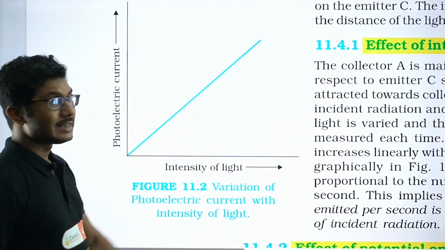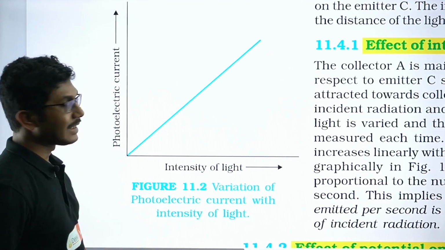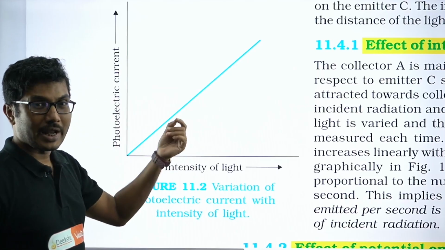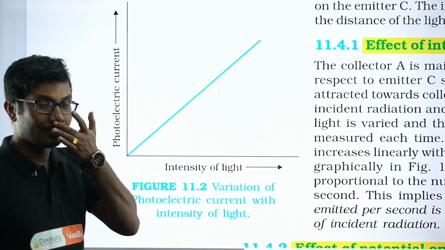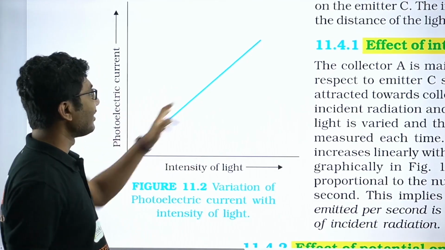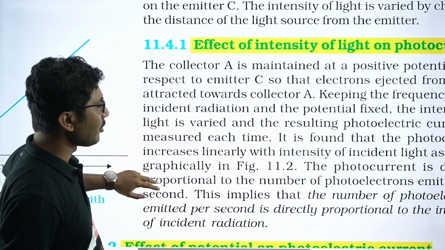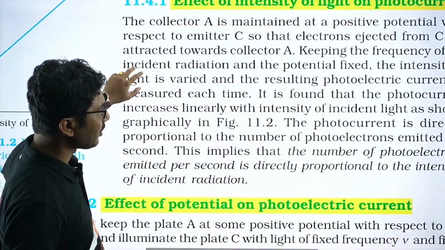The more intense the light, the more current you will get. So they are linearly proportional. If the intensity is 0, that means no light is lit, then you will get no current. So basically this is the straight line graph. Okay, very important. All the graphs in this chapter are super important. A lot of questions come from these graphs.